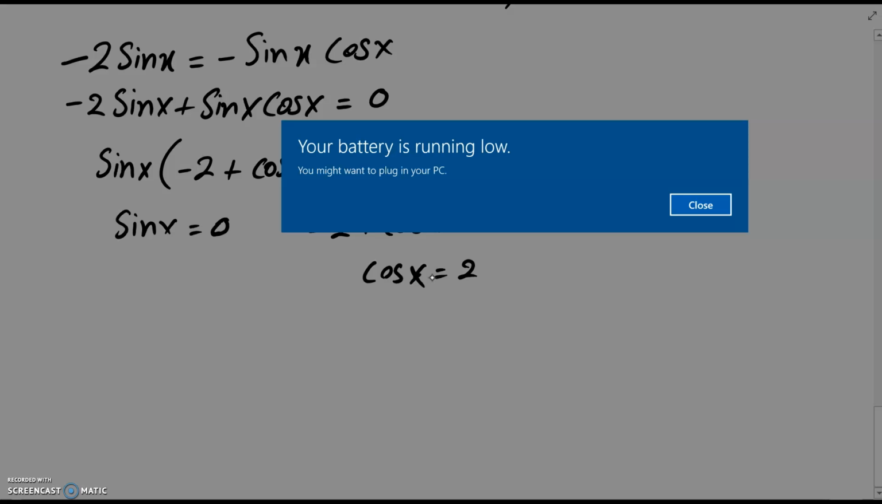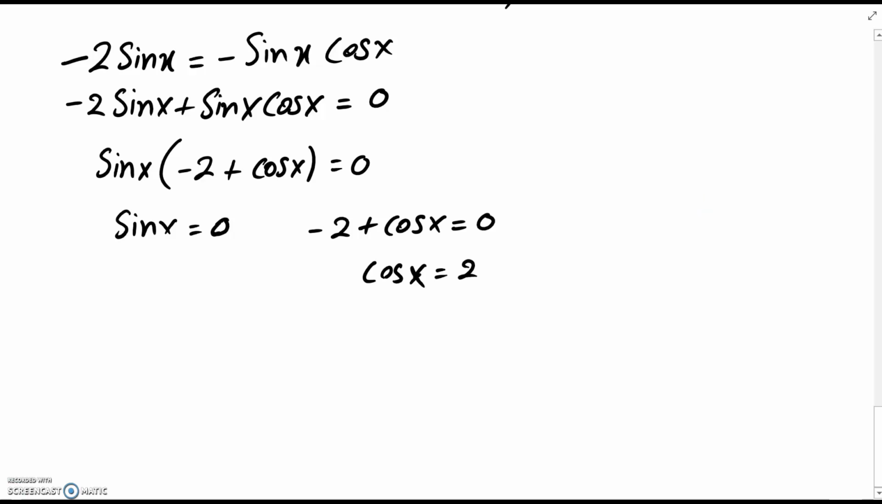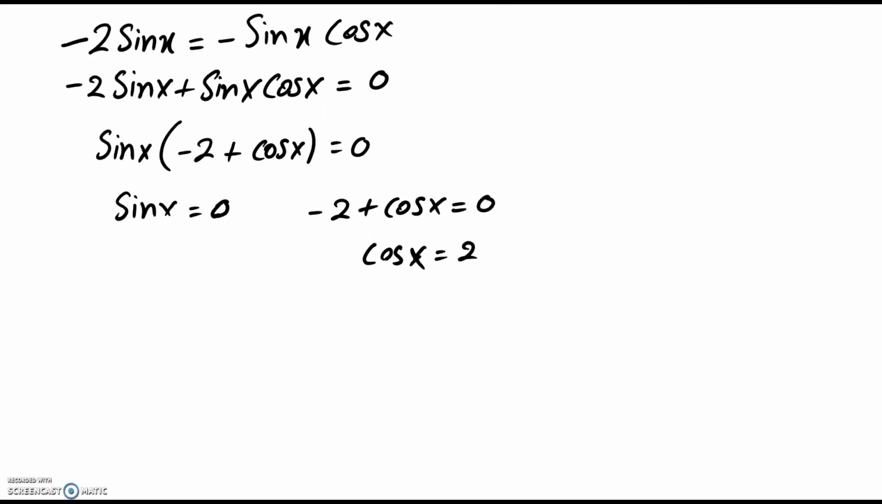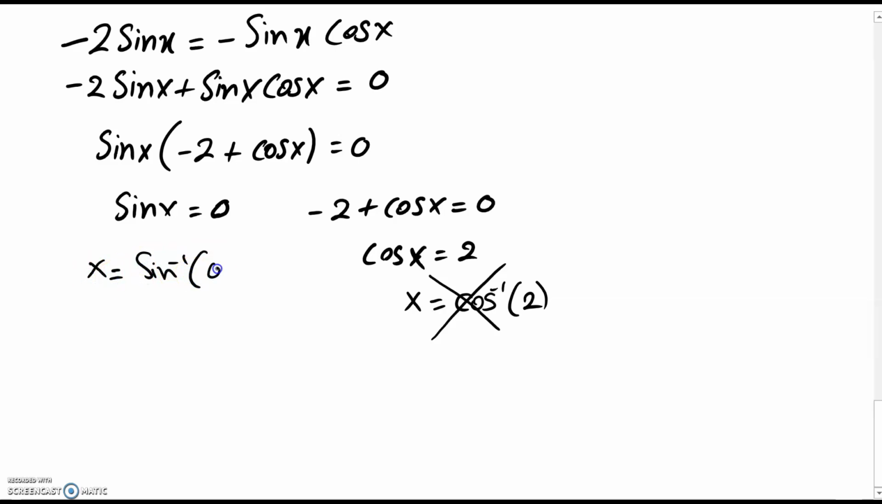Okay, now we are going to find, so here if you take the cos inverse of this value, x equals cos inverse of 2, you will get an error, which means you don't have this value. Now right here, x equals sine inverse of 0. Okay, now sine inverse of 0 will give you x equals 0.